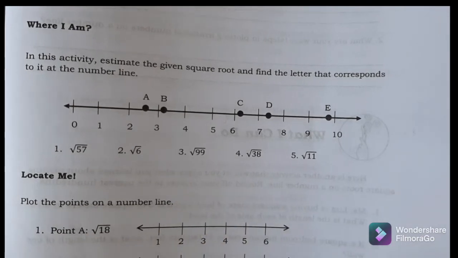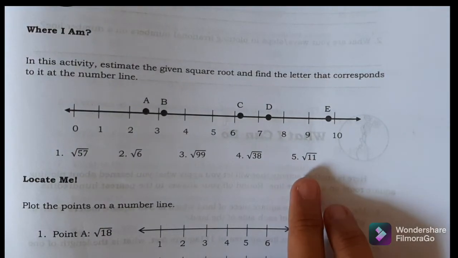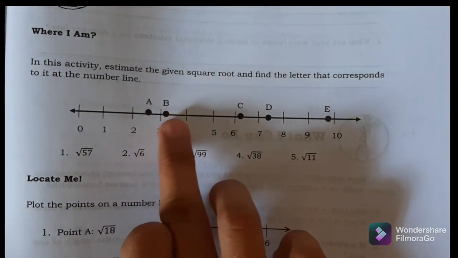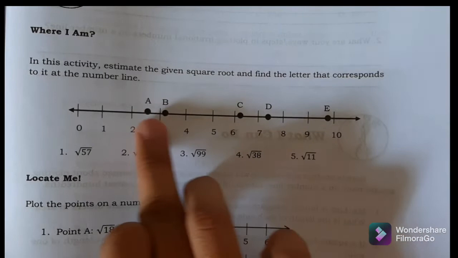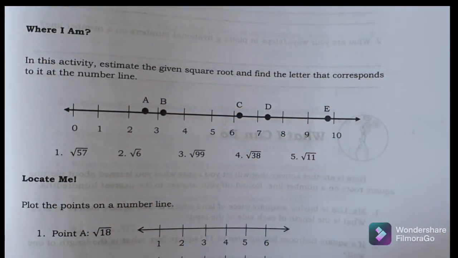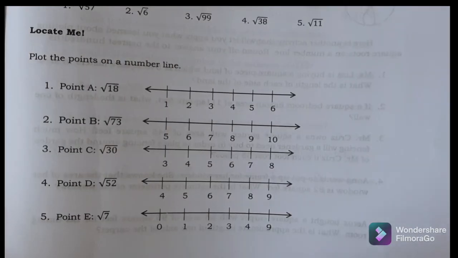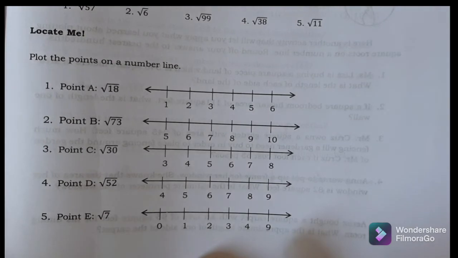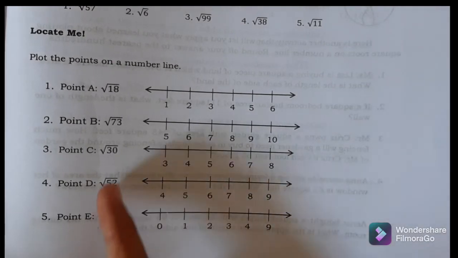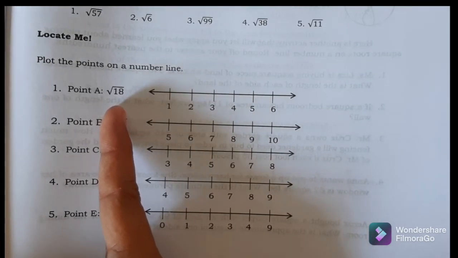Now, try to answer this part of the module. We have here numbers 1 to 5. So, saan kaya sa mga letters na to is the corresponding square root of these given numbers? Try this. Then, maybe you will try to determine kung naunawaan nyo ba yung ating lesson 2. You may also try this part to locate. Okay, ilolocate nyo lang. Ngayon naman, it's time for you to plot the points on a number line.